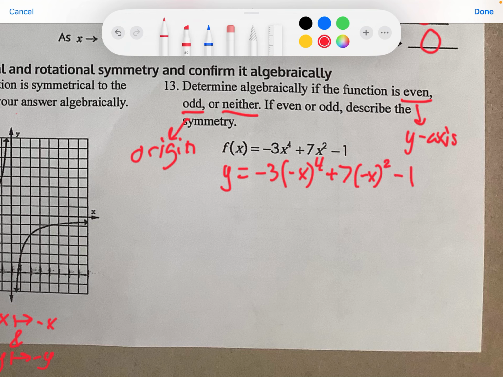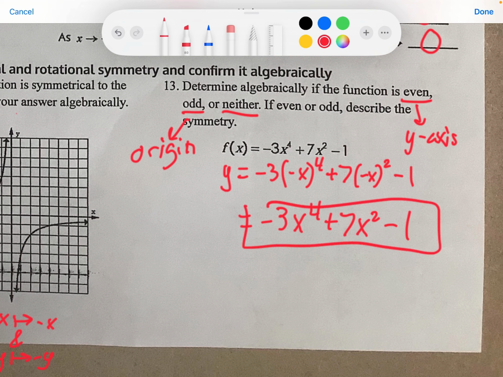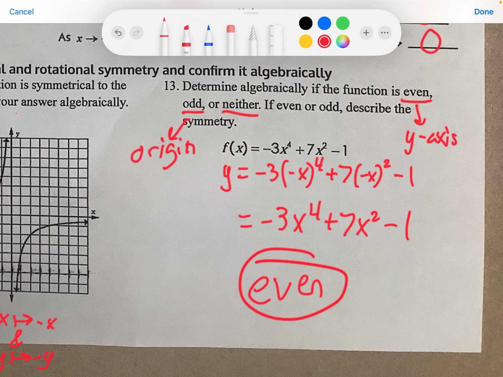Notice every time I replace x, I put it in parentheses. But whenever I take a negative number to an even power, that negative is going to get erased, which means this is the same thing as negative 3x to the fourth plus 7x squared minus 1, because there's no odd powers in here, so there's no way I'm going to multiply this an odd number of times and then end up with an odd result. So this, take a look at that, is exactly the same as what we began with, which means this is an even function. If they say describe the symmetry, well, the symmetry is y-axis.